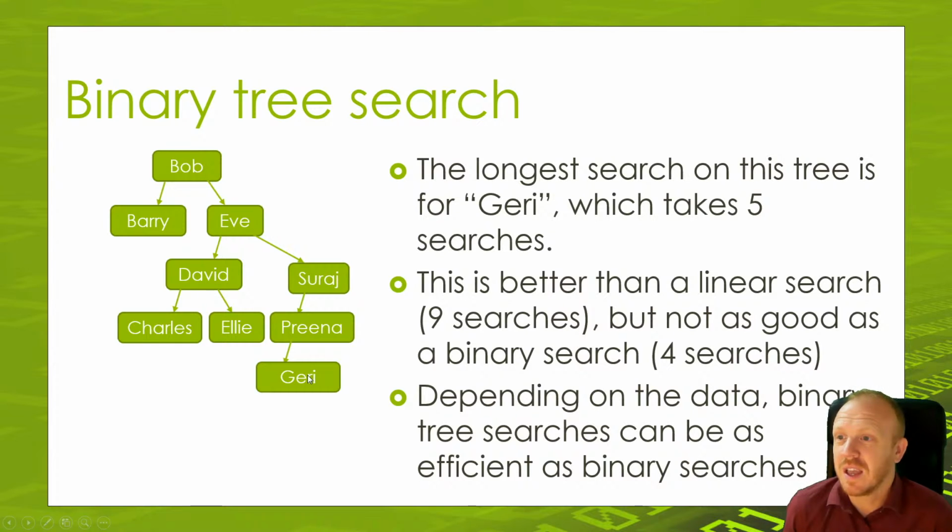So in other words, it would take 1, 2, 3, 4, 5 steps, rather than all of them, which it would be in a linear search. But it's not guaranteed to be as good as a binary search, because if you get lucky and as the data comes in it ends up being a perfect tree, then yes, it will be as good as a binary search. If you get really unlucky, it'll be every bit as bad as a linear search. Realistically, it'll be something like this, quite close to a binary search.